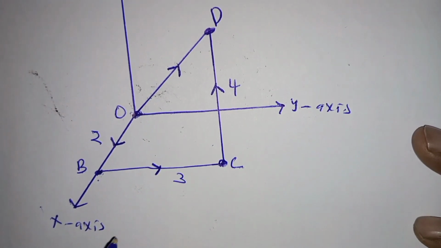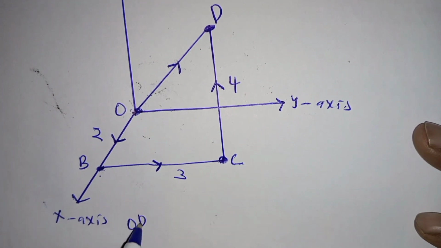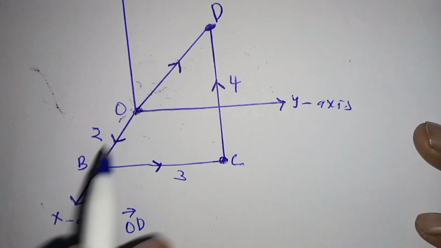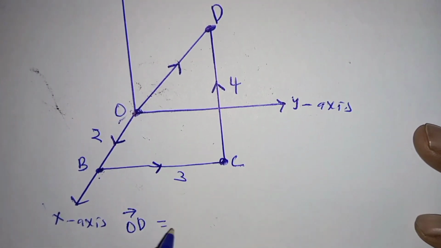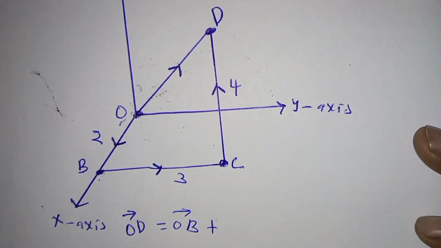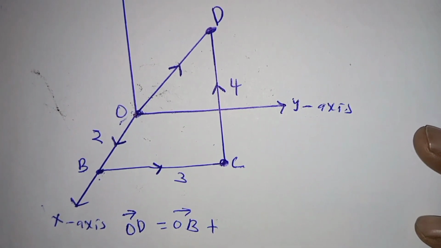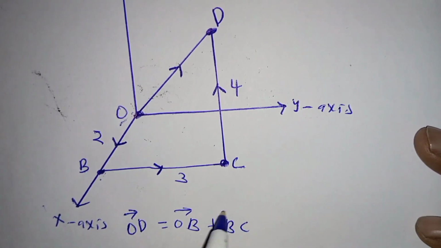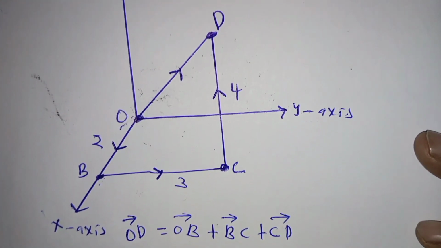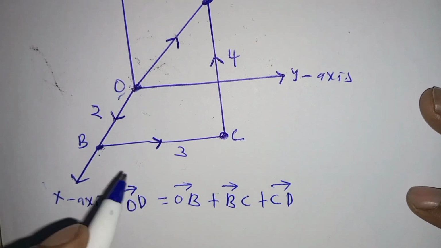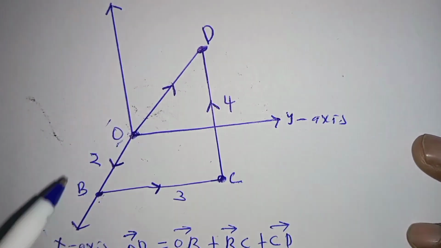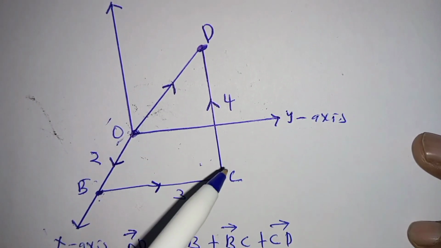Now, to obtain vector OD, you can either go direct or you move through this side, which will be given by OB plus vector BC plus vector CD. That's how you move to arrive at point D: OB, BC plus CD.